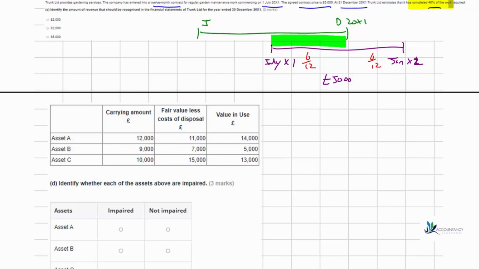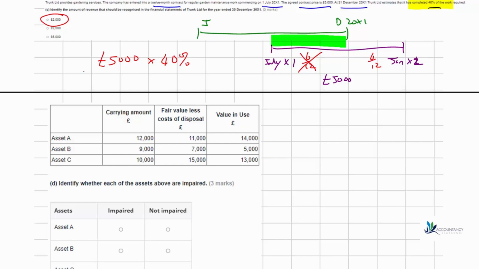In that case, that would be a more accurate way of recognizing the revenue rather than simply time apportioning the revenue. So we should not use the time apportioning method in this case. It would be more appropriate to take the £5,000 contract value and multiply by the 40% to represent the work that we've actually completed. And in that case, our answer would be that we would recognise £2,000 of revenue.